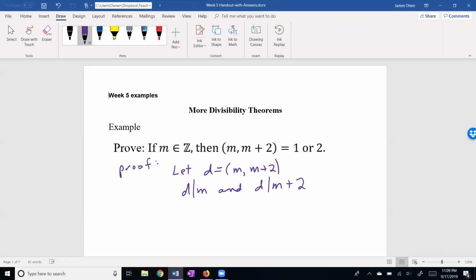So, according to our linear combination theorem, D must also divide m plus 2 minus m. And I will say, for emphasis, that this is a linear combination. Well, m plus 2 minus m is 2. D divides 2.